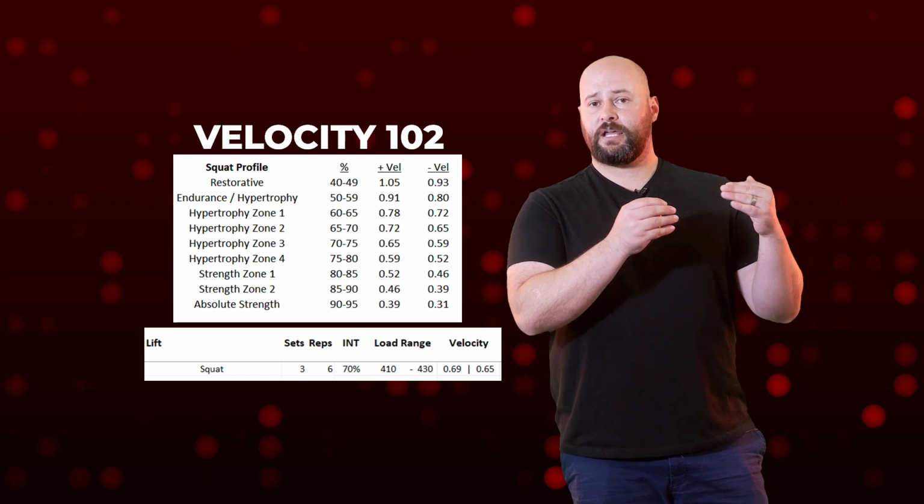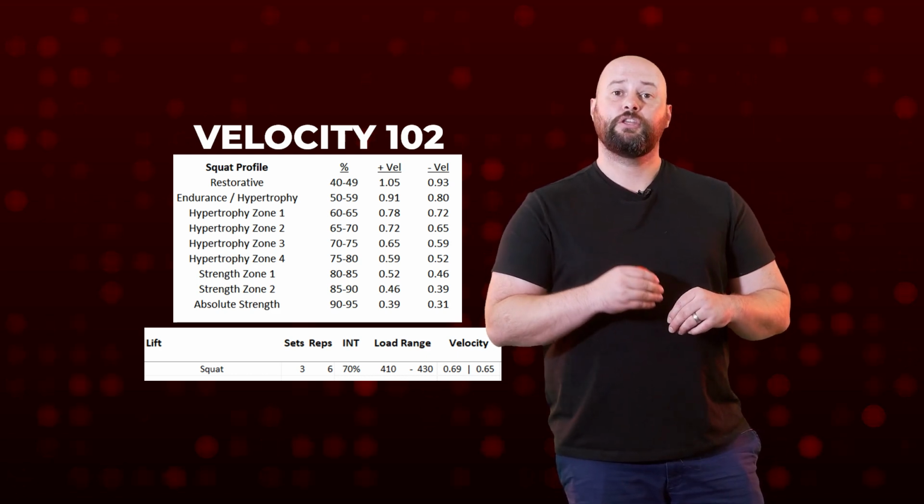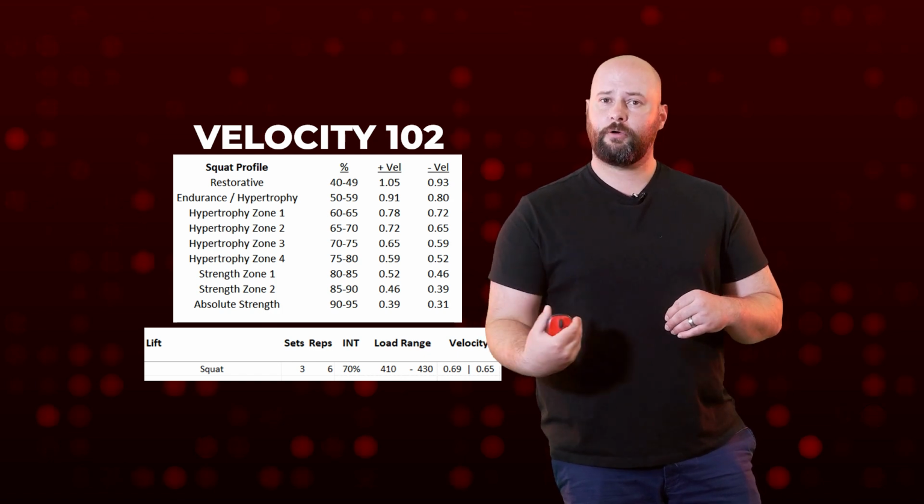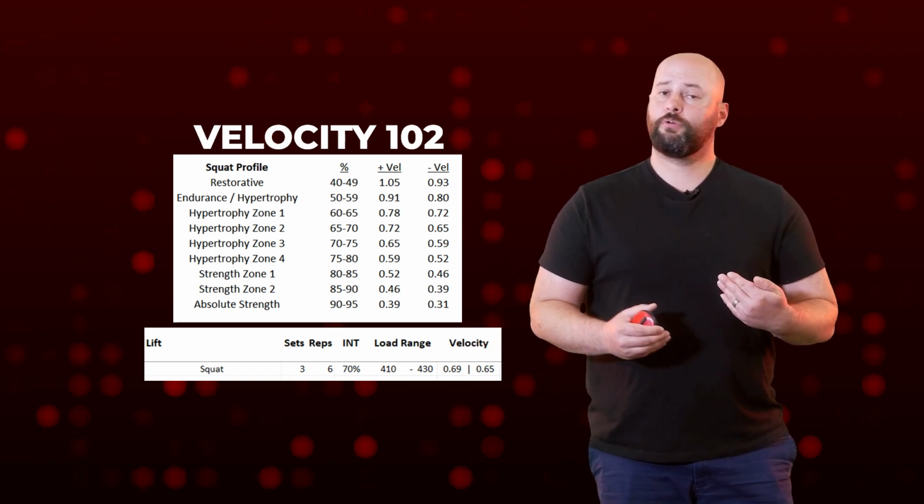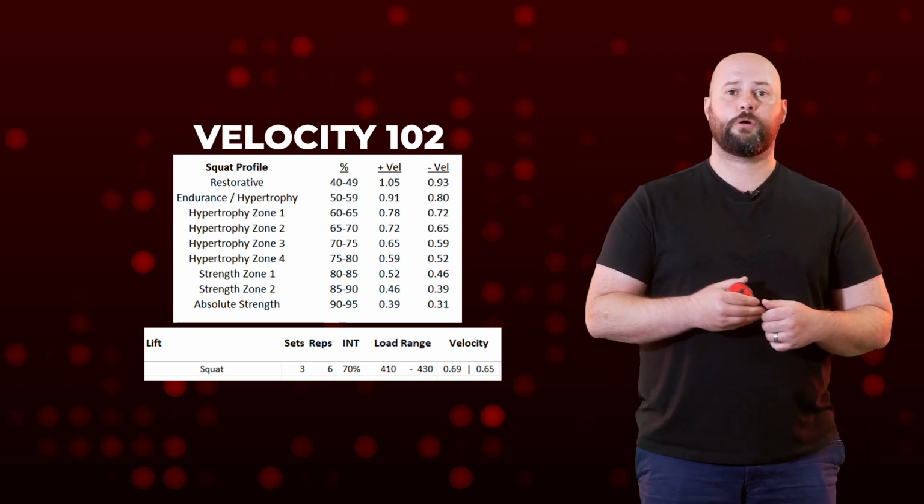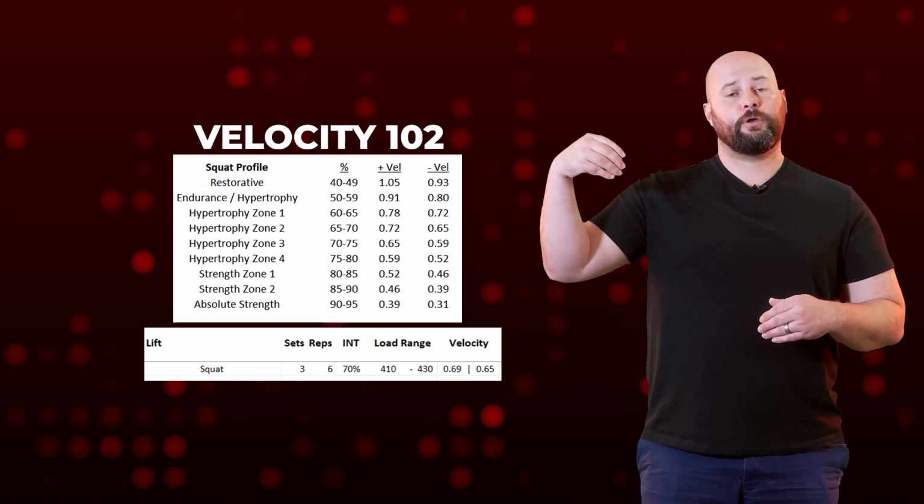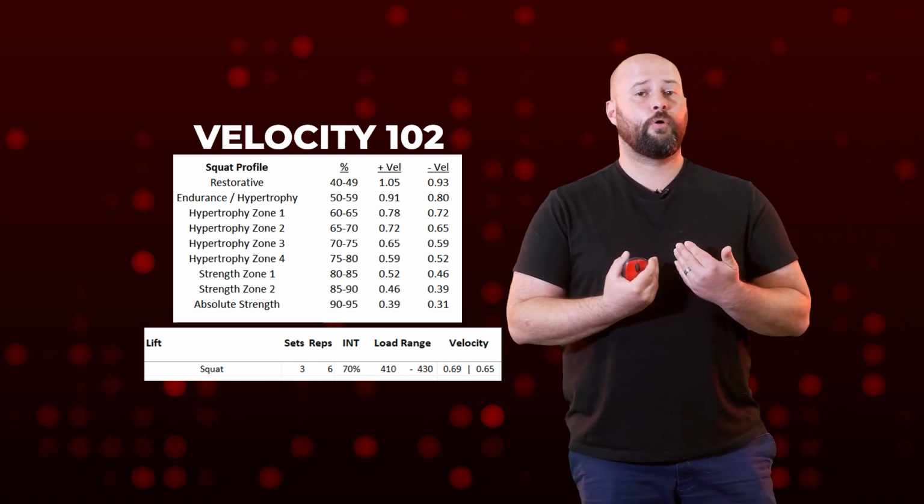Now, we can say you don't have to have a velocity profile necessarily to use velocity. You can just record your progress with velocity. The way that you would do that is in any given session, you would record what your top set was, or what you felt like was your best set. You would record the velocity. I prefer to record the first rep.